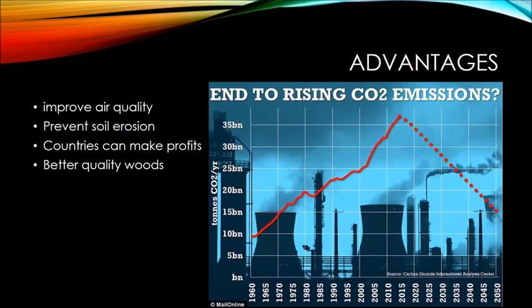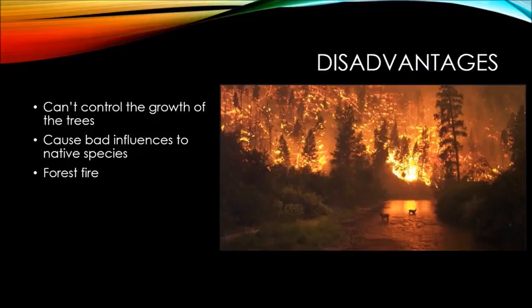Improving air quality, preventing soil erosion, and producing better quality wood are some advantages of a fast-growing tree. If the CO2 in the air can be reduced like in this graph, we will be able to prevent the temperature of the ocean from rising. Companies can also cut these trees to make profits, which prevents deforestation if they do not cut down so rapidly. However, the trees can also affect native plants in the forest, which might cause forest fires when the trees grow out of control.